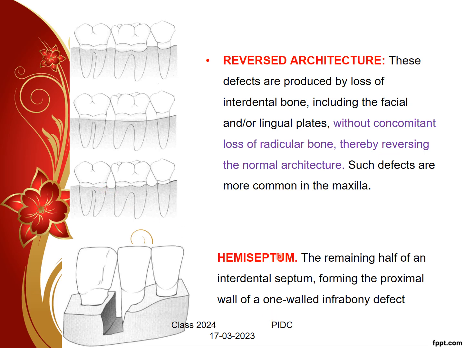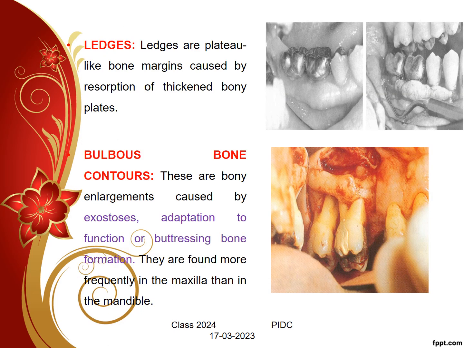Hemiseptum is another term for one wall defect. So the remaining half of an interdental septum is called a hemiseptum. Next, ledges are plateau-like defects which are caused by resorption of the thickening bone, and bulbous bony contours could be present in the case of exostosis, adaptation to function or buttressing bone formation.